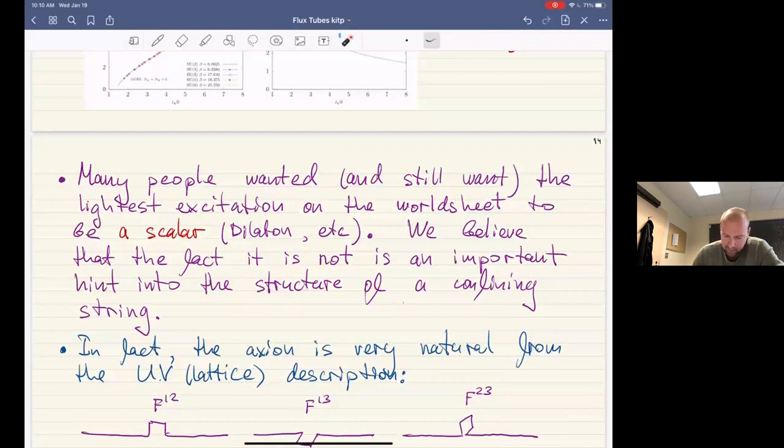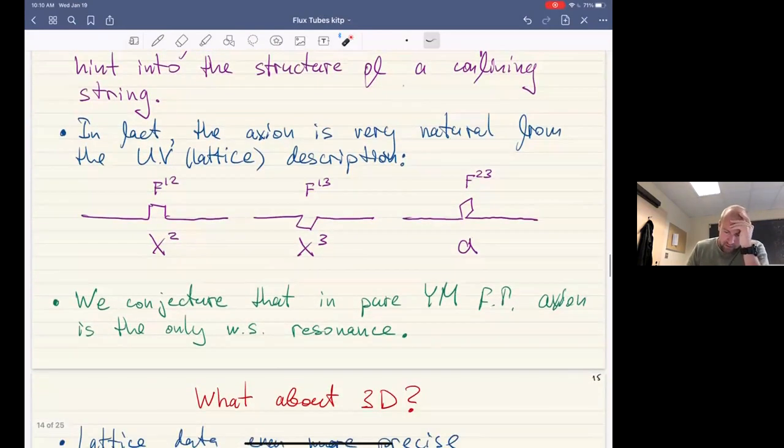So finally, I think the biggest lesson as theorists that we can learn from here is that so many people wanted the lightest excitation of the worldsheet to be a scalar, some sort of dilaton, but it is not. We believe that this fact is an important hint at what the structure of the QCD confining string is. In fact, the axion is very natural from the UV or lattice description, because you can think of Goldstones: if we construct our polygon loop, the Goldstones correspond to insertions of plaquettes like this, while the state with the quantum numbers of the axion is another simple plaquette that can be inserted in the orthogonal direction.